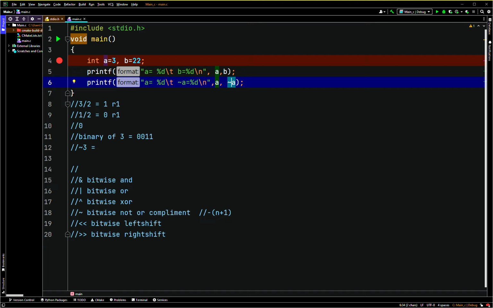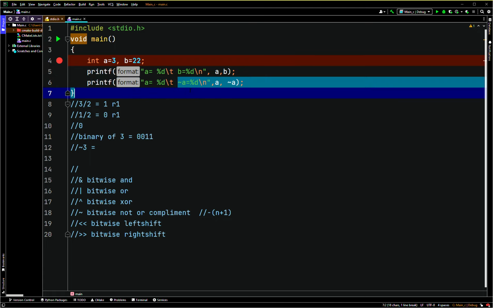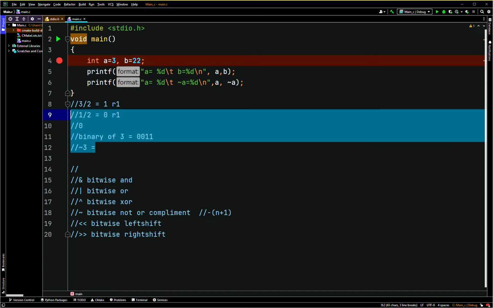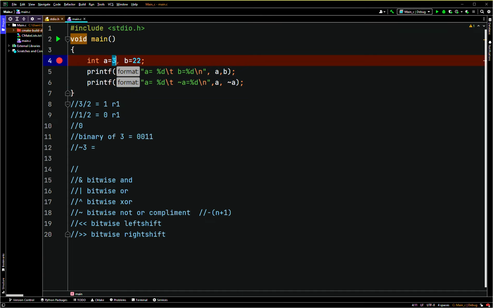So here we have a string, a equals %d, so it's just going to print a, and then the tab is going to space it out. Then it's going to ask for, so this is just a string here, tilde a equals %d, so then it's going to get the corresponding value for tilde, or bitwise not, a, pretty much. So how do we figure that out? We already have 3 converted here, so we'll have to do 22 in a sec.